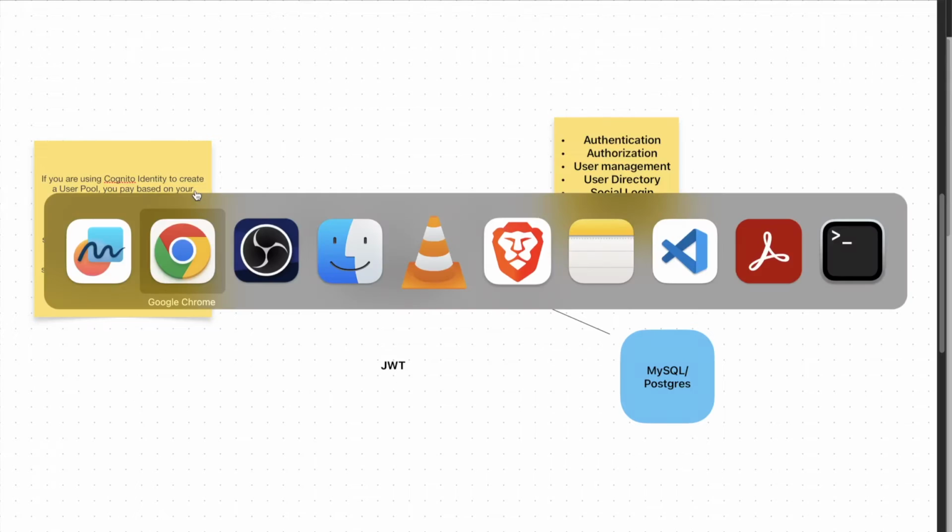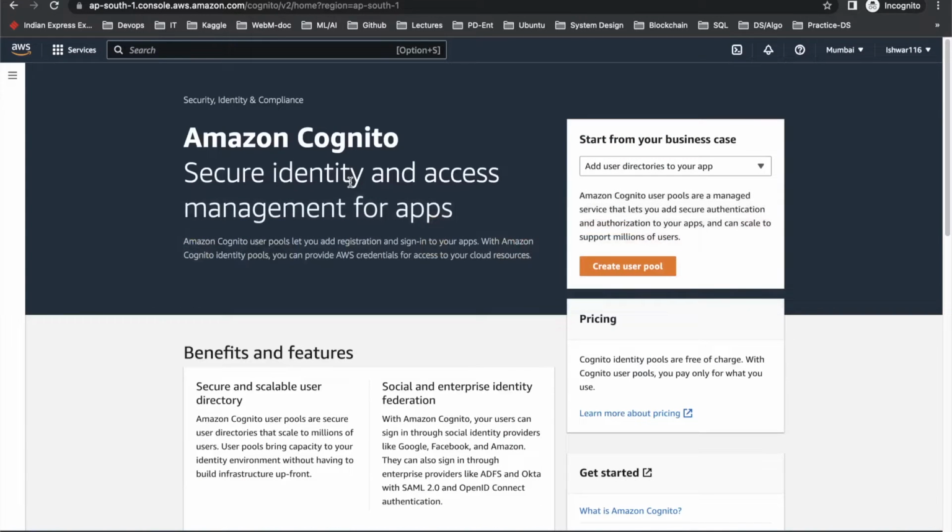So this is a true microservice kind of architecture if you are trying to build one. Let's head over to the Cognito console of AWS and create a user pool. To create a user pool, you can go to Create user pool.